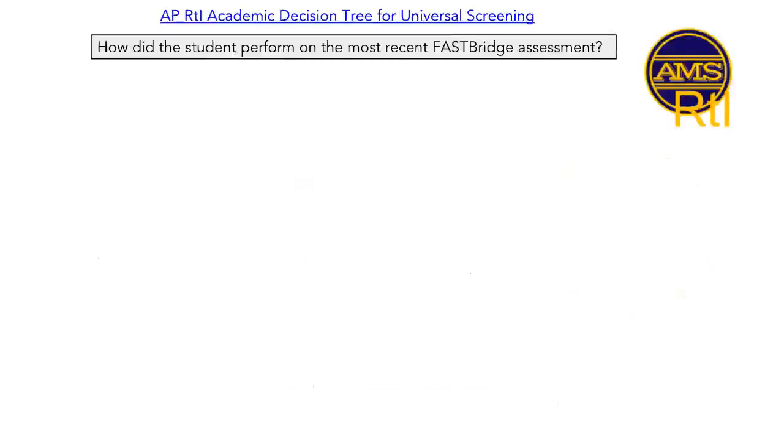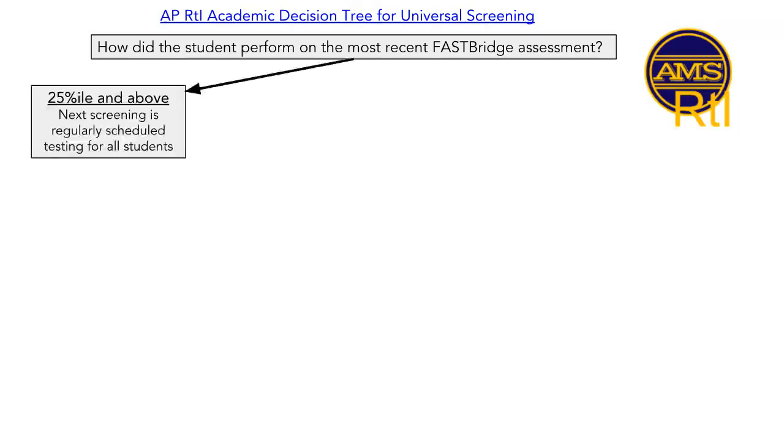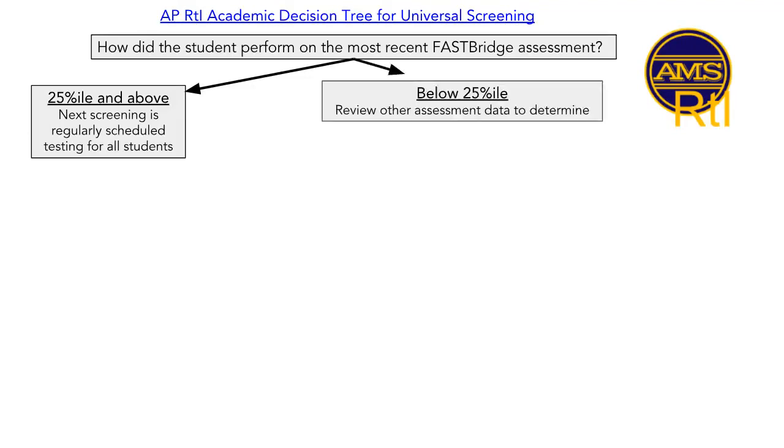So I'm going to explain the academic decision-making tree. The decision-making process begins with looking at a student's performance on the most recent FastBridge assessment. The first box on the left shows the path for most of our students. If the students are in the 25th percentile and above, they will take the next screening that is scheduled for all students. If a student falls below the 25th percentile, there are three paths to consider.